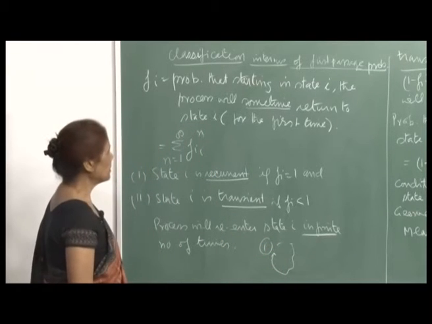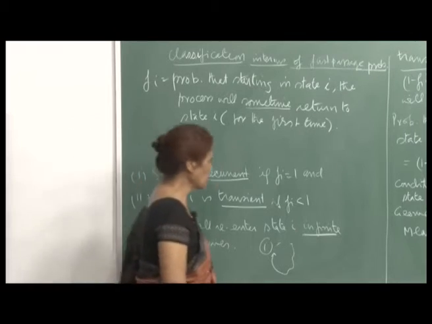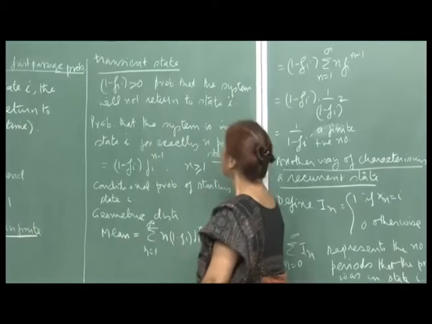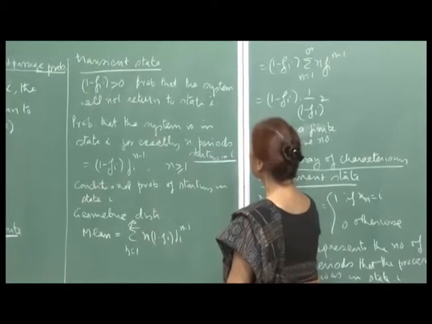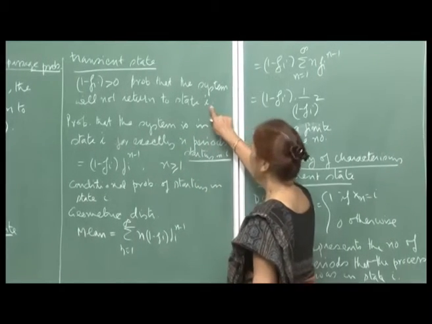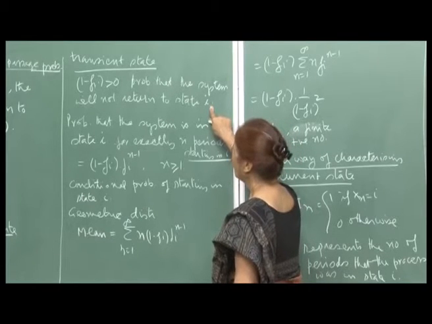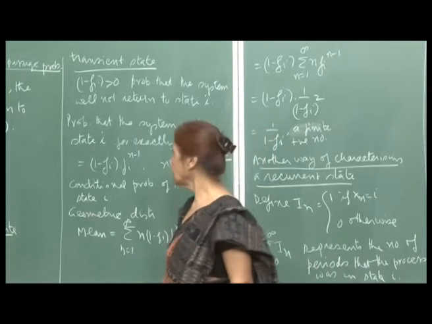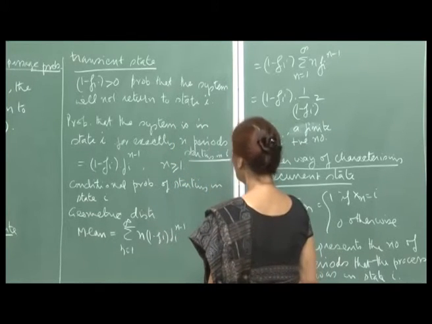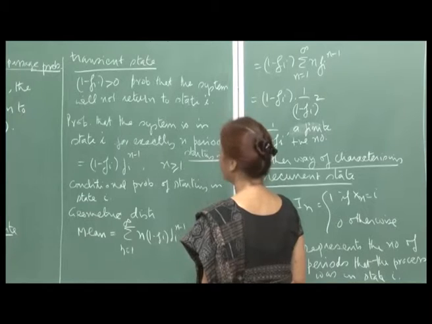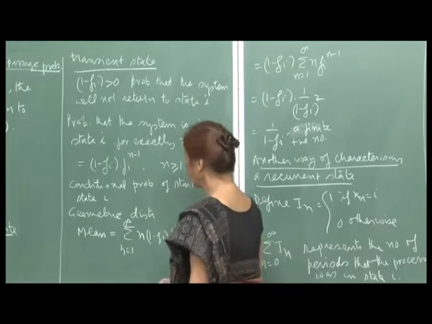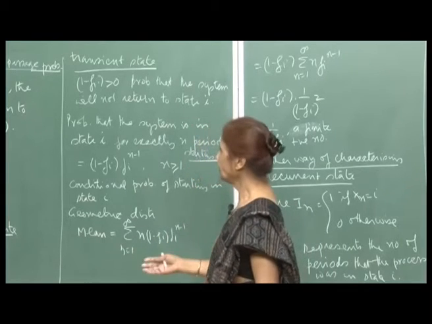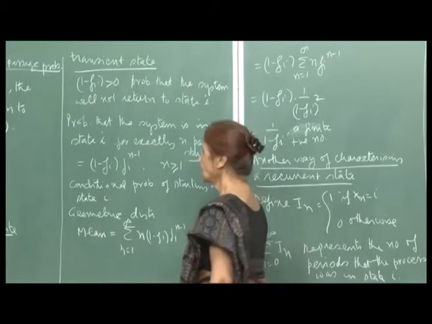So, the way to characterize this is a recurrent state. That means once you come to i, you will keep coming back to i an infinite number of times. But for a transient state, since f_i is less than 1, 1 minus f_i is positive. So, this is the probability that the system will not return to state i. If this is a positive probability, then this event will also occur. Therefore, a transient state will be visited only a finite number of times. That is the difference between a recurrent state and a transient state.